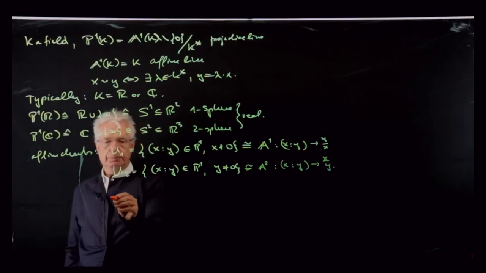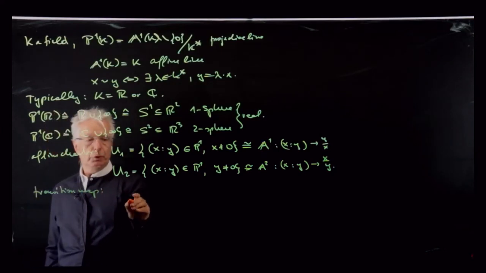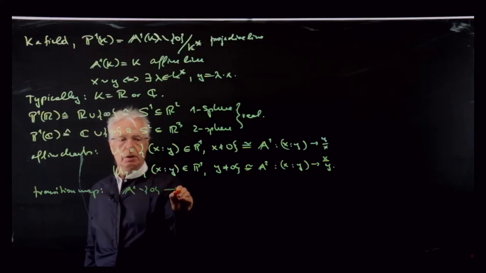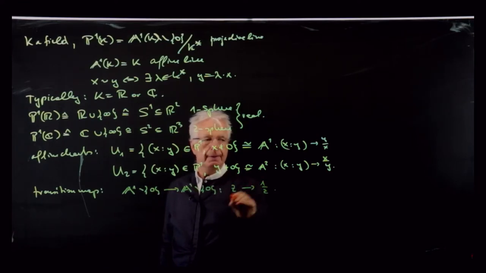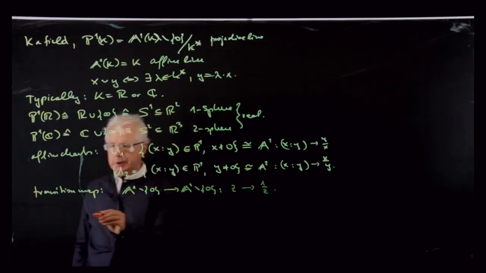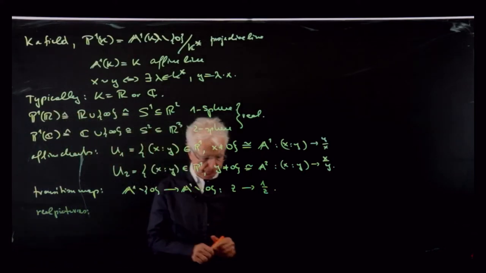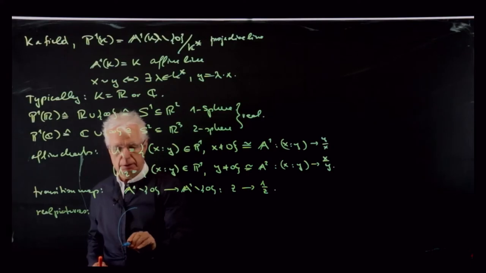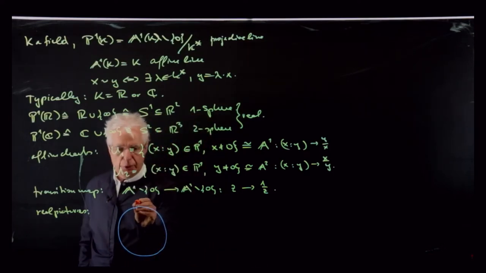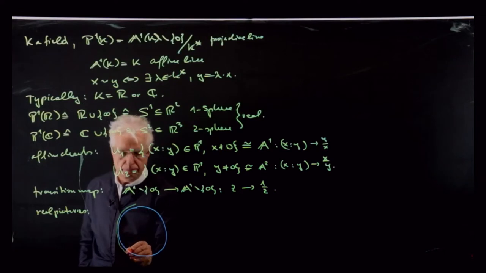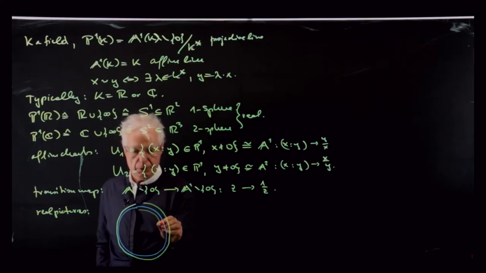And the chart transition map goes from A1 minus 0 to A1 minus 0, sending z to 1 over z. Inversion. Okay. So the real picture of the charts. You think of P1R as a circle. And then the first chart will be everything except the North Pole. And the second chart will be everything except the South Pole.